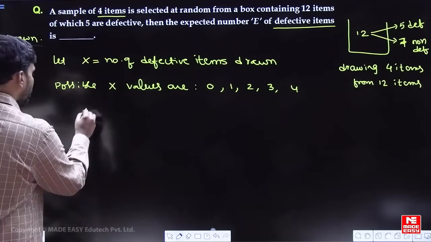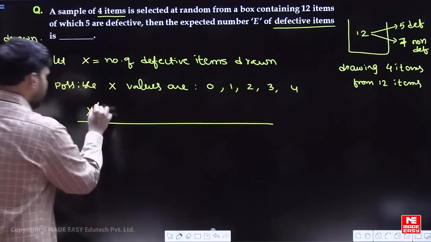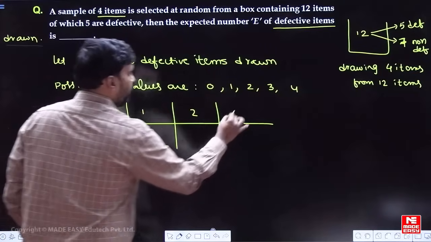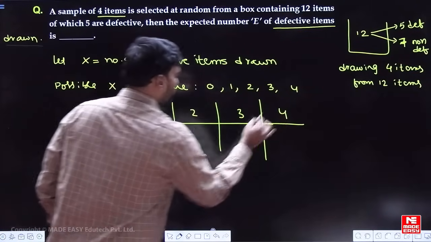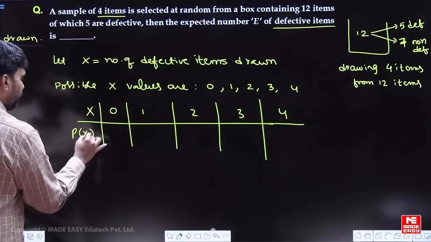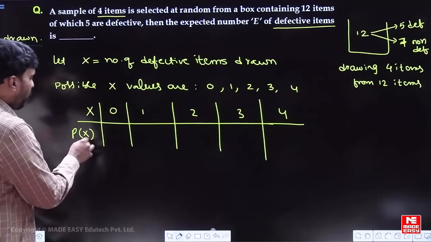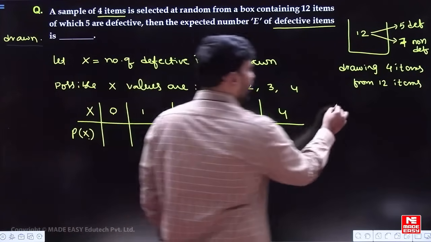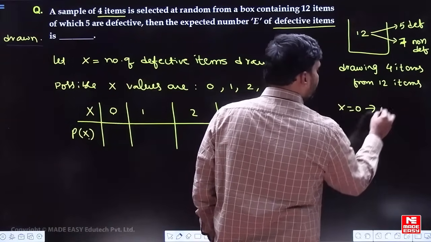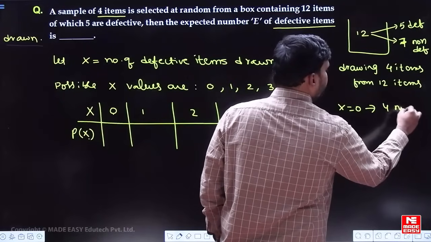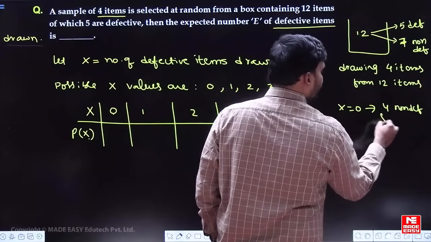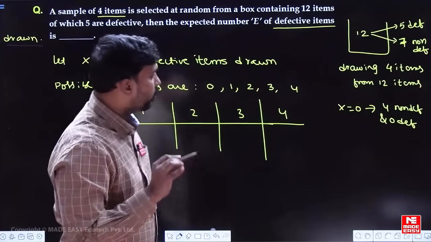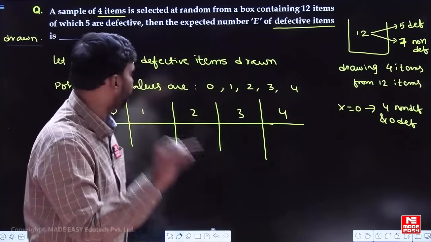Now let me take the x values like this: the possible values are 0, 1, 2, 3, and 4. Now the probability of x. What is the probability of drawing 0 defective? When I say x equal to 0, it means drawing 4 non-defective and 0 defective. This is the meaning of this.